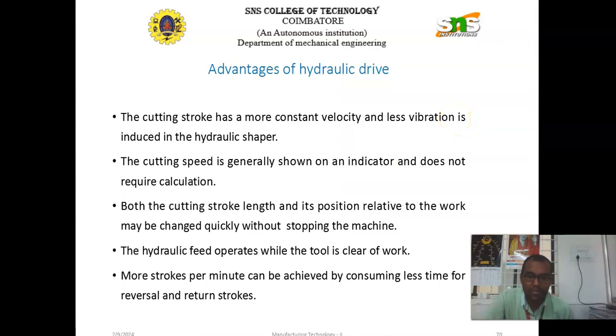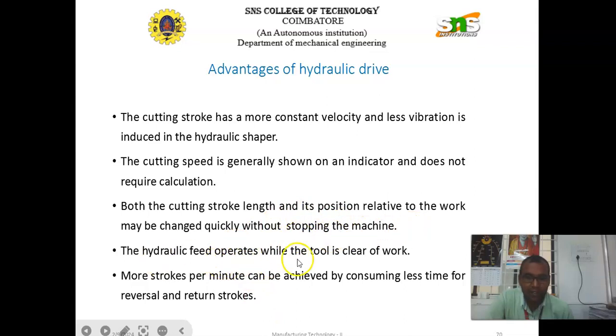Next we will discuss the advantages of hydraulic drive. The cutting stroke has a more constant velocity and less vibration is induced in the hydraulic shaper. The cutting speed is generally shown on an indicator and does not require calculation. Both the cutting stroke length and its position relative to the work may be changed quickly without stopping the machine.